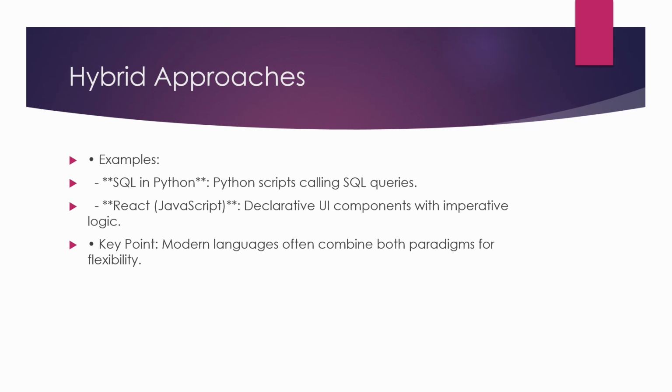Many modern programming languages combine both paradigms to offer flexibility. For instance, in Python, we can write declarative SQL queries within the program. In frameworks like React, we use declarative UI components but may write imperative logic to manage data and events. This hybrid approach allows us to get the best of both worlds.